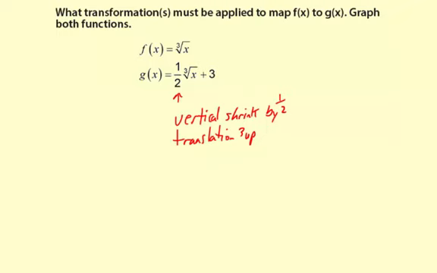Okay, so here are the transformations. Vertical shrink by 1/2 and a translation of 3 up.